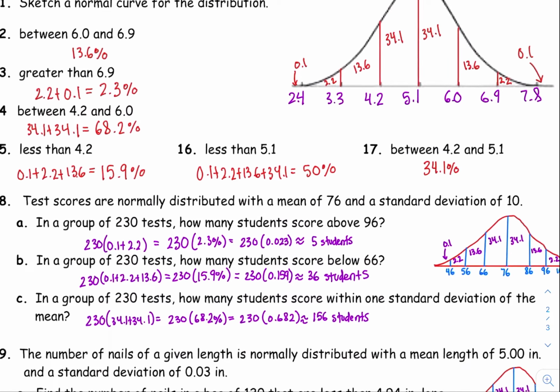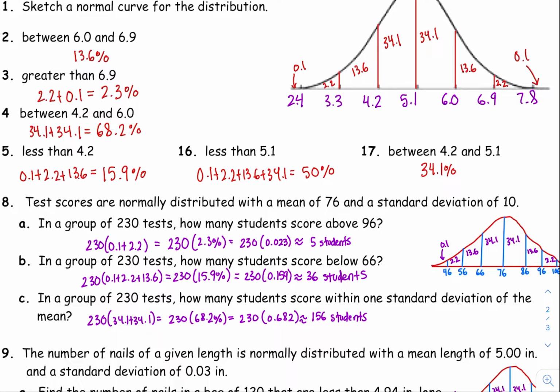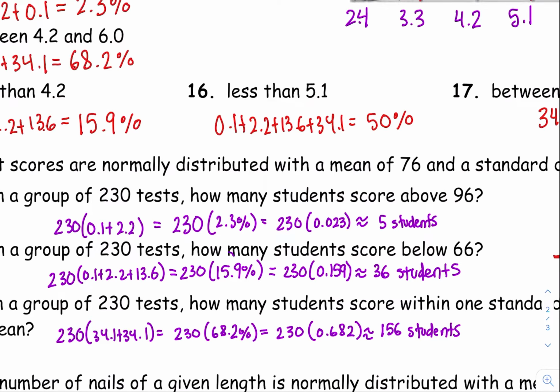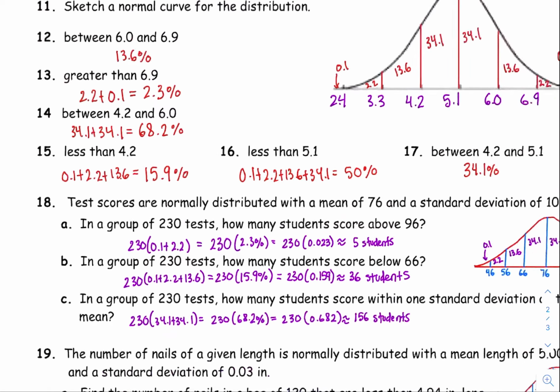Okay, same thing here. Part B, how many students score below 66? Well, here's 66. Below is these percentages right there, which adds up to 15.9 times the total. So 230 times 15.9%. 15.9 becomes the decimal, and then 230 times 0.159, which is around 36 students.